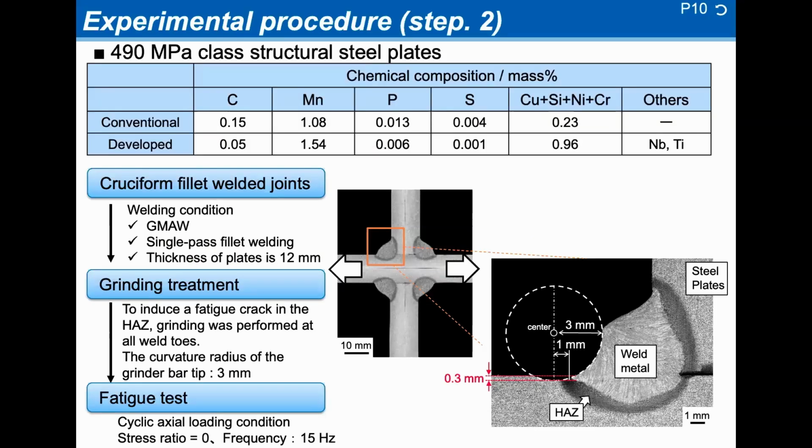The cruciform joints were fillet welded using gas-shielded arc welding method on 12 millimeter thick plates. To induce the fatigue crack in the HAZ, grinding was performed at all weld toe. The curvature radius of a grinder bar tip is 3 millimeter. Then we conducted the fatigue test under cyclic axial loading conditions.